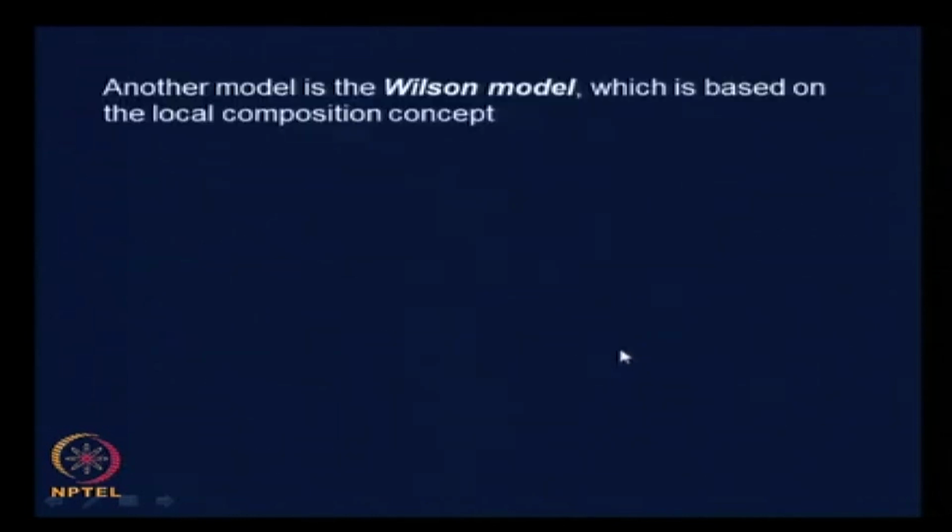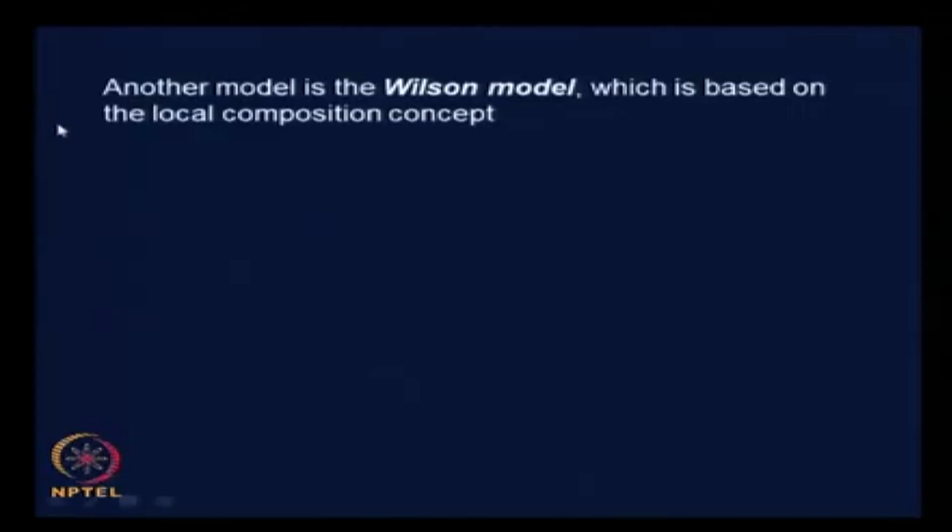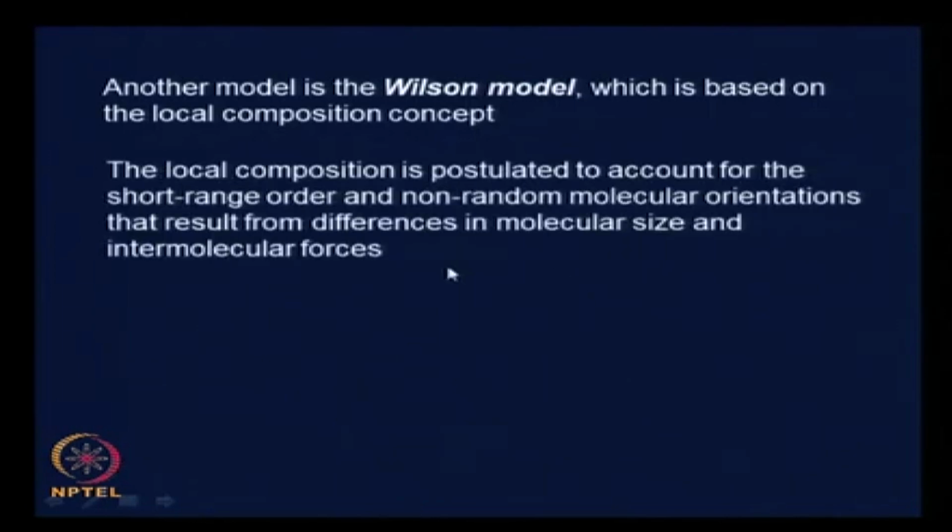And then we started considering the Wilson model. Apart from the others which had some sort of an intuitive basis, the Wilson model was based on a theoretical concept, a local composition concept. The local composition concept, just for information, we are not going to look closer at in this particular course, it is outside the scope of the course. The local composition is postulated to account for the short range order and non-random molecular orientations that result from differences in molecular size and the intermolecular forces.